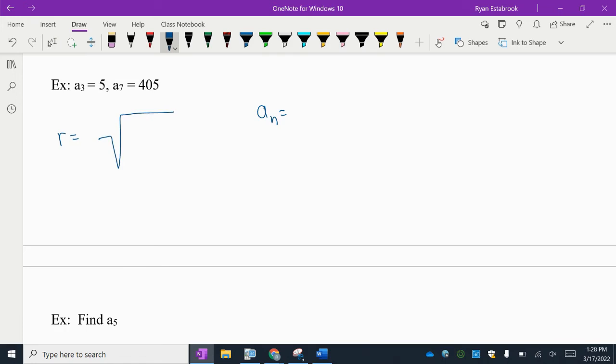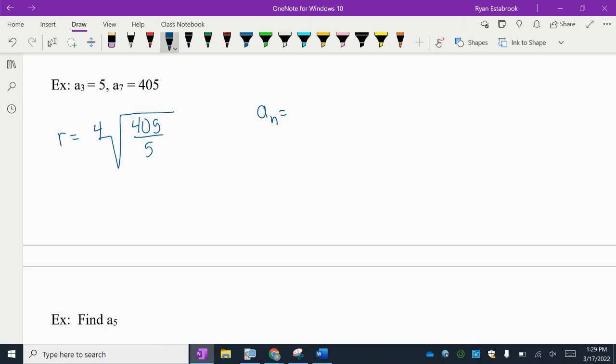So we're supposed to take 405 and divide it by 5. We're not subtracting, we are dividing 405 divided by 5. And then it says on the outside, take 7 minus 3. 7 minus 3 is 4. So we're supposed to take the fourth root of 405 divided by 5.